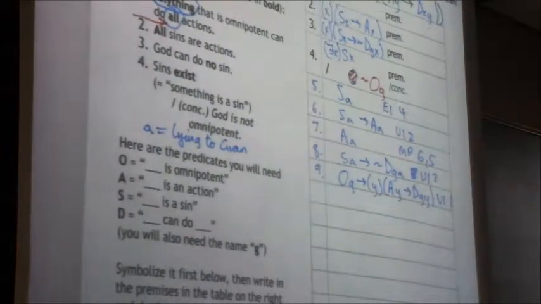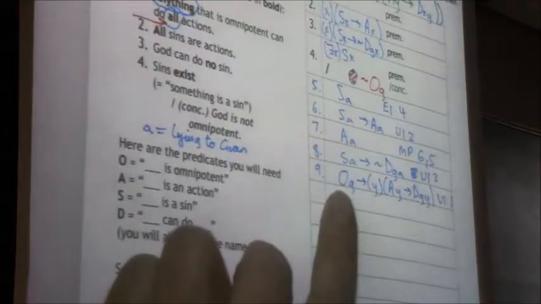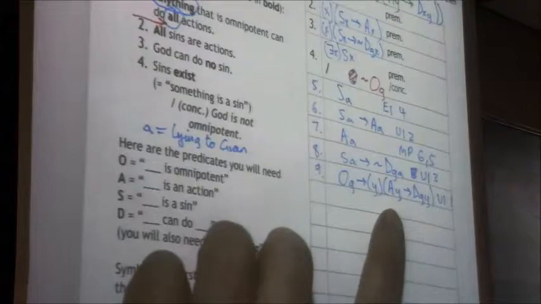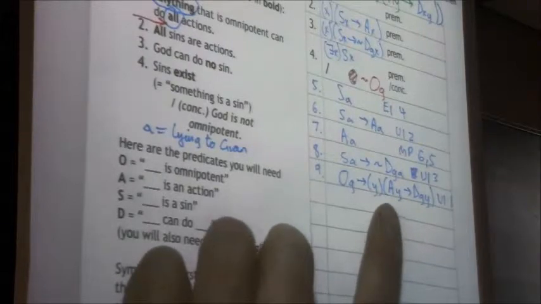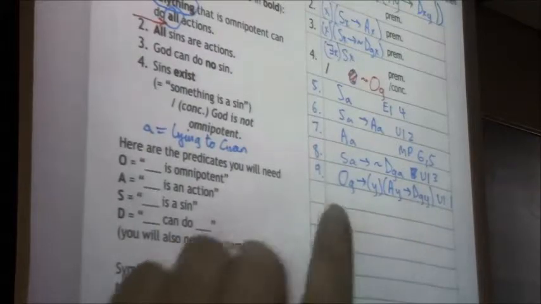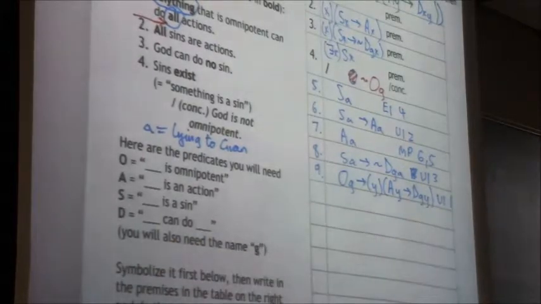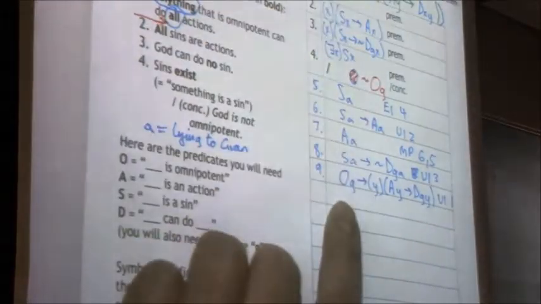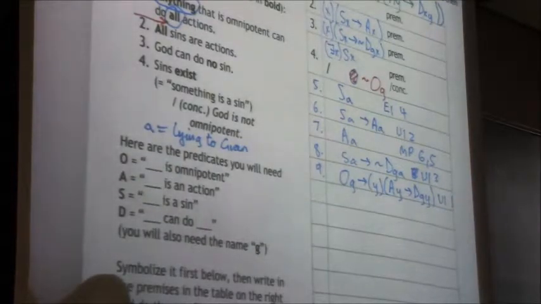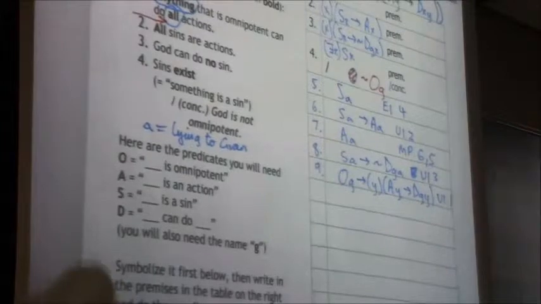What does that mean in English? If God is omnipotent, then God can do all actions. That makes sense? If God is omnipotent, then God can do all actions. Because remember, the original meant anything that is omnipotent can do all actions, and we've just replaced the anything with God. So if God is omnipotent, then God can do all actions. Yeah?